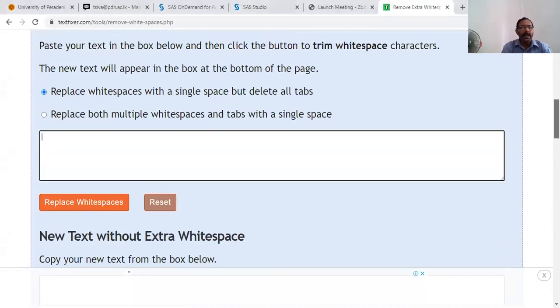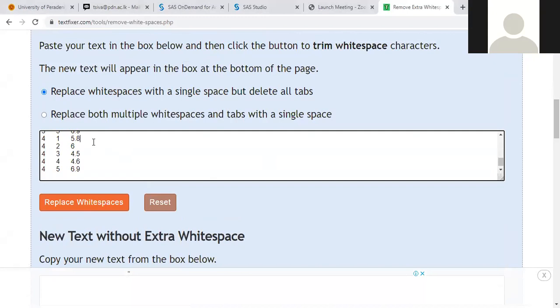Look very carefully. There are two windows. You paste it in the upper window. I'm going to paste it here. I have pasted it here. Am I fast? Okay, sir. Now I have pasted it.